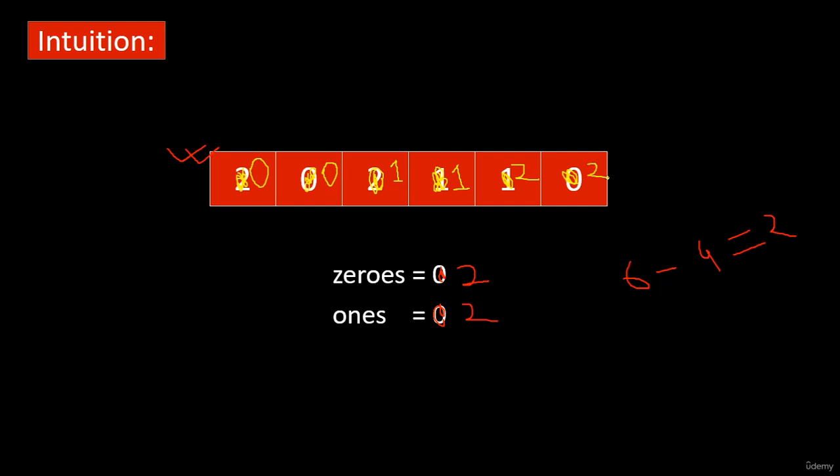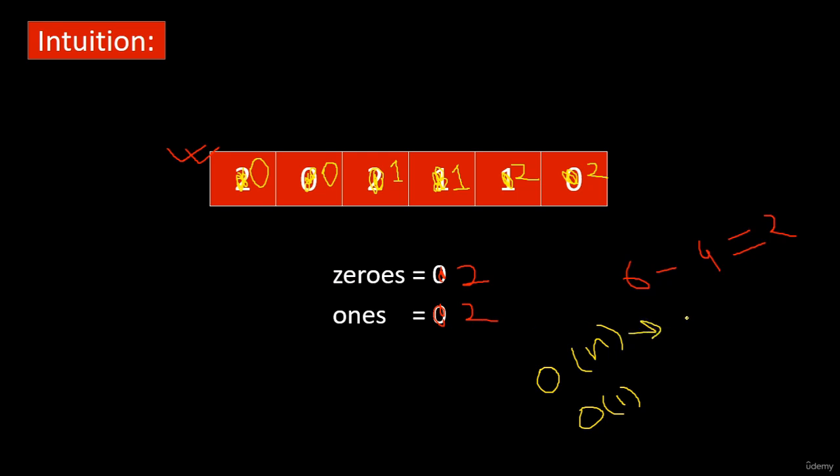This is the intuition of this problem. First we have to find out the number of zeros and the number of ones. And then we update our array with the zeros, then the ones, and the rest with twos. This is how we can solve this problem. This solution will take big O of n time complexity and big O of 1 space complexity, because we are just using two variables, zeros and ones. We're not using any additional space.